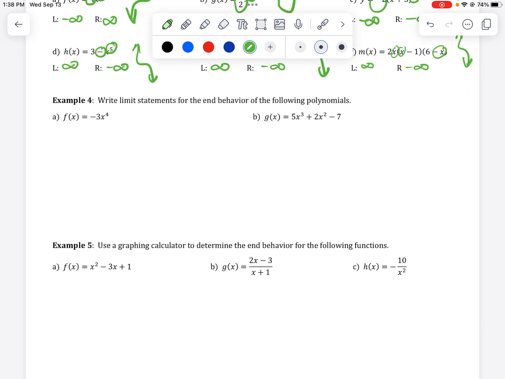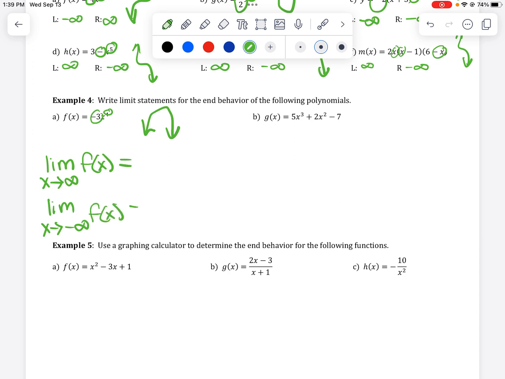So let's see if we can write some limit statements. This is even and negative, so it looks like this. The limit as x goes to infinity of f of x, and then the limit as x goes to negative infinity of f of x. Well, as it gets bigger, it goes down, so that's negative infinity. And this end is also going down. So they're both negative infinity.